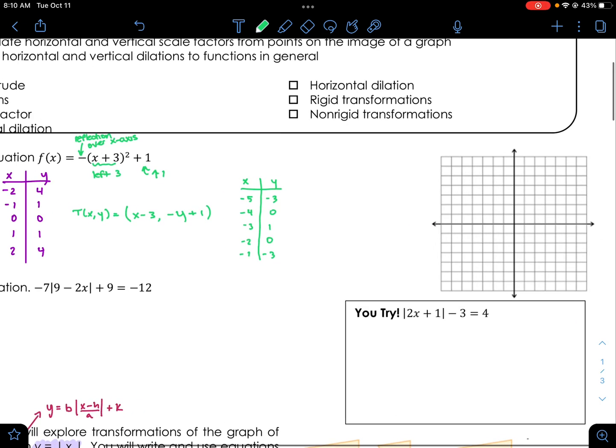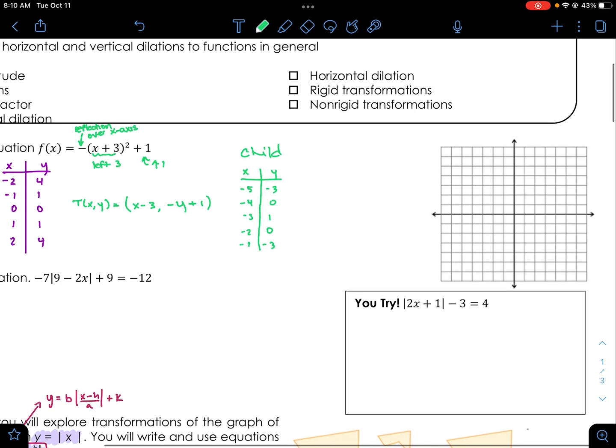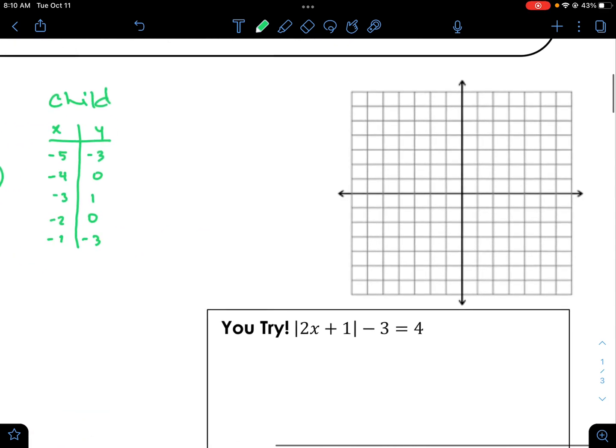And so that would give us our child graph. And then we would plot these points and have our new function. So we'd have negative 5, negative 3. We'd have negative 4, 0. Negative 3, 1. Negative 2, 0. And negative 1, 3. And so we have our parabola that is opening down now, looking like that.